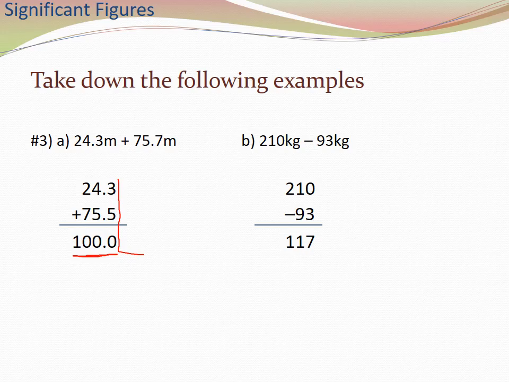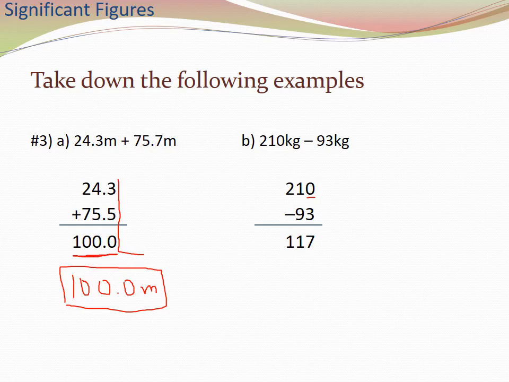So I would write 100.0. And then meters plus meters gives me meters because adding and subtracting does not change our unit. So that would be our answer. Or else we could write it as 1.000 times 10 to the 2 meters. In the second example, I only have two significant figures in the first number because that 0 is not significant.